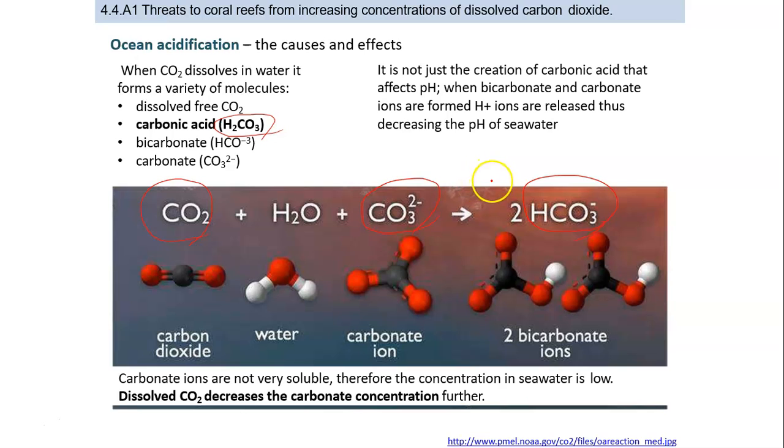And all these formations come together with the release of hydrogen protons, and this will change the pH of the seawater. The more hydrogen ions, the more the pH goes down and the more acidic the environment.